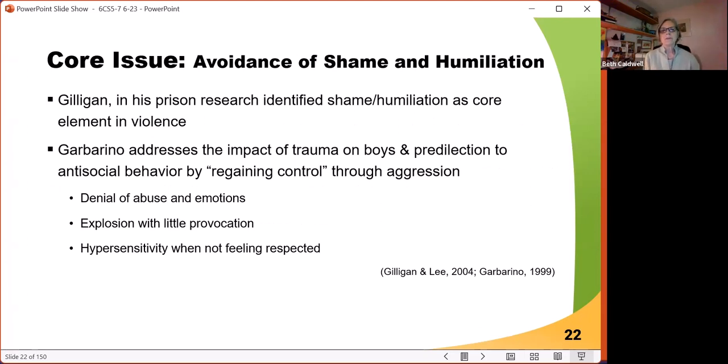So the next slide is from two Jameses, James Gilligan and James Garbarino. James Gilligan's prison research is powerful, and he identifies shame and humiliation as the core element in violence. I had the gift of going to Arizona State Hospital a number of years ago. They were actually having troubles with restraint and seclusion. So I asked for data, as Kevin talks about the importance of data by unit, before going out there.